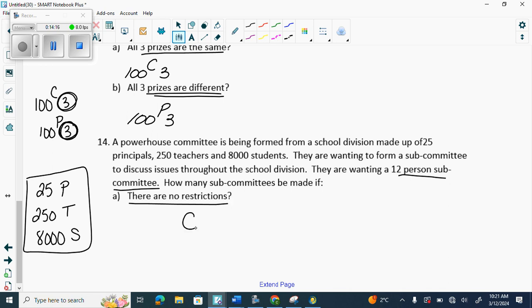There are no restrictions, so I'm choosing 12. For these 12, the order in which I get picked doesn't matter. If I picked first or 12th, I'm on the subcommittee. If I pick 13th, I'm not on the subcommittee. That's it. You're on or you're not. Okay? No restrictions is often done worse than if I give you restrictions, because you're like, I don't know what numbers to pick. No restrictions means it doesn't matter which one of these outcomes you are. So just add them up. So what would this be?